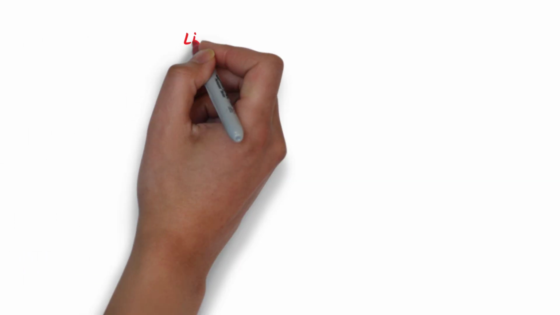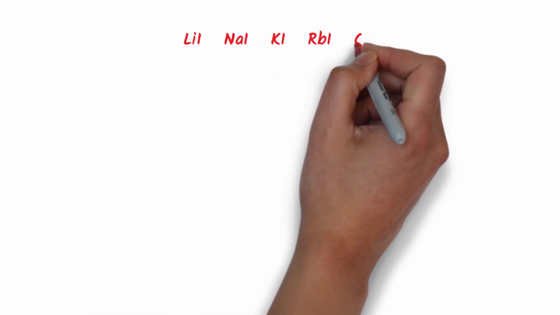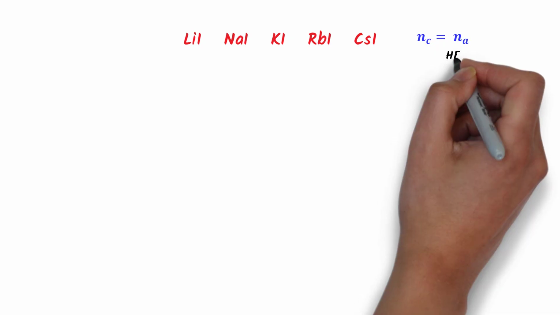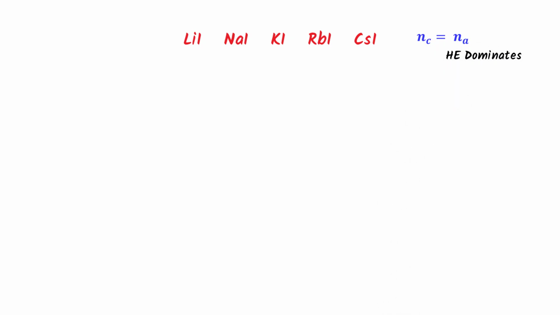Now, these are the iodides of alkali metals. As iodide is a larger anion, we need to check the number of cations and anions present. As the number of cations is equal to the number of anions, because the salt is in 1:1 ratio, hydration energy will be the dominating factor, and hence while moving down the group, solubility will decrease. Clearly, lithium iodide will be more soluble than sodium iodide, which will be more soluble than potassium iodide, and so on down to cesium iodide.